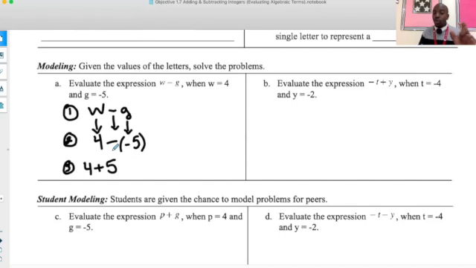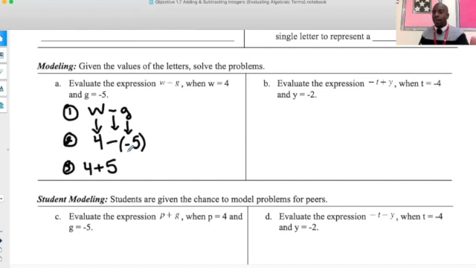Also, if you want to know this, whenever you see two negatives right next to each other, know that that's going to change whatever number follows to a positive. I'm going to show you that in example B because I know that's going to happen in B. But let's continue to finish this. So we rewrote it as 4 plus 5.